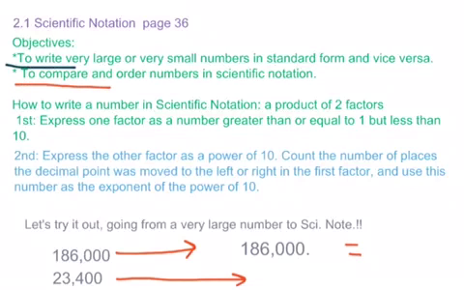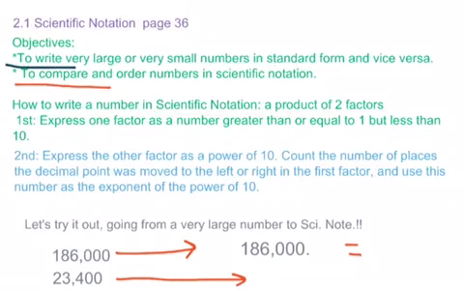Make sure to copy all the notes that you see that are typed here or that you hear audibly in your notes as well. Okay? This, again, should be a bit of a review for some of you. If not, then welcome to scientific notation.